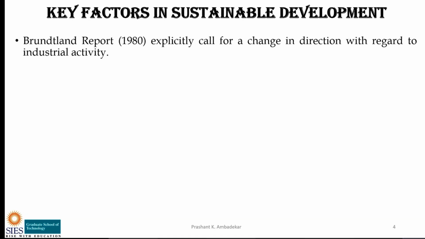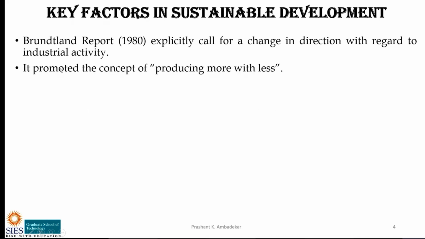Now, in every industrial revolution, what is happening? The industrial activities are evolving, and that is why it is called an industrial revolution. That evolution is somewhere creating some harm to the environment, which was not taken care of until now. It was taken care of in the Brundtland report, which said that industrial activities should be redesigned. We'll see how that will be. It prompted the concept of producing more with less.